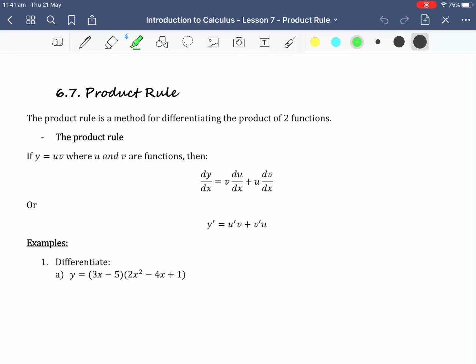Today we're continuing on with the topic of Introduction to Calculus, but today we're learning about the product rule. So the product rule is a method for differentiating the product of two functions.